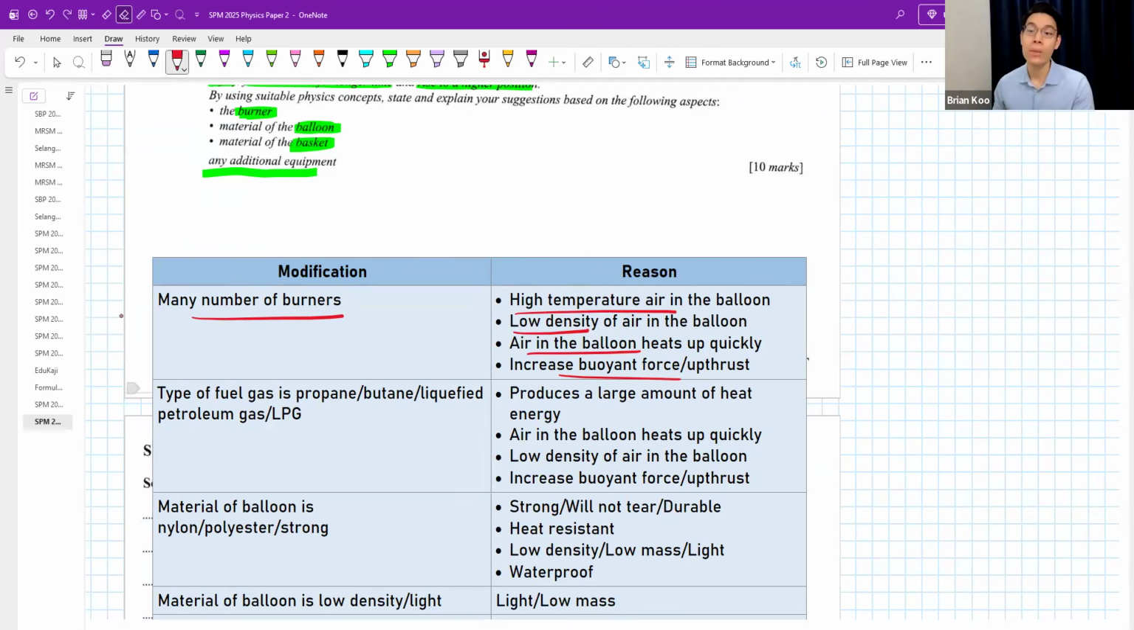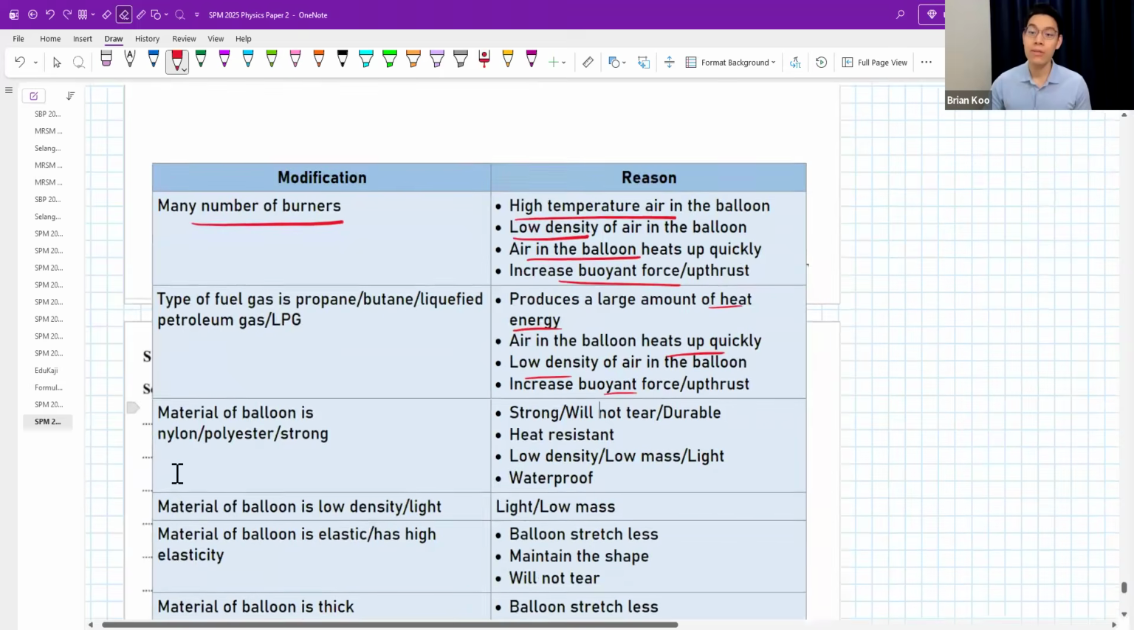Okay, you can even talk about the type of fuel gas: propane, butane, liquefied petroleum gas, which is the same as LPG. If you don't know this, it's fine. But all this fuel can produce a lot of heat energy. They can heat up the air quickly. Then the air will become very low density. Then you can produce a lot of buoyant force.